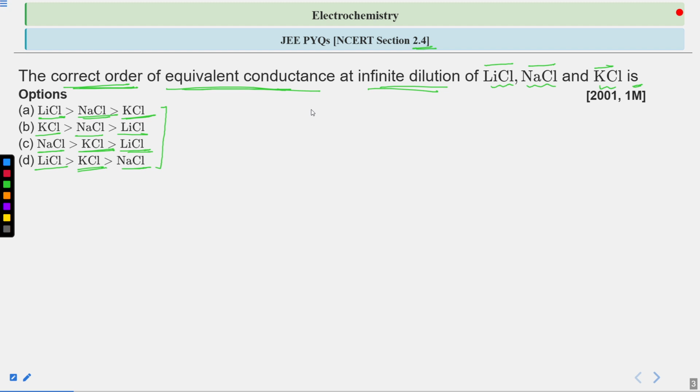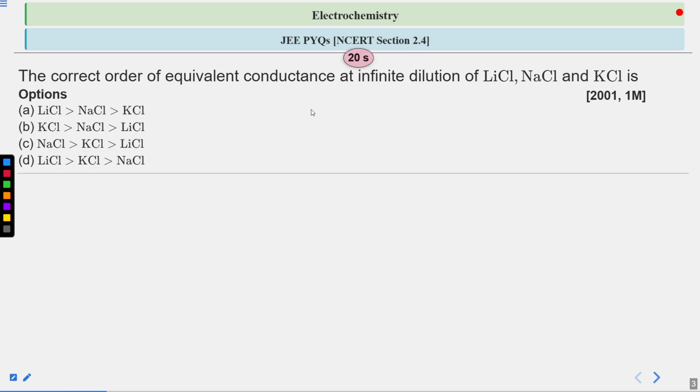Okay, so take some time and try to remember the relationship between the equivalent conductance, that means the conductance or conductivity, and the dilution and the concentration, and then try to relate the conductivity of these ionic compounds to that. Go through the question and try to solve it, and then we will see the correct answer.